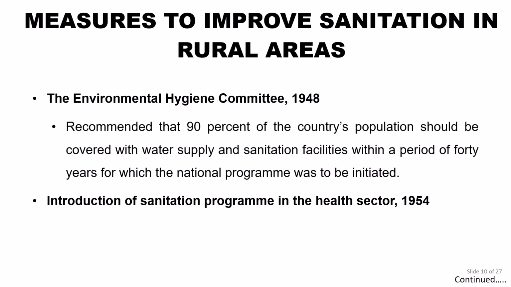Let's look at the different measures that were taken to improve sanitation in rural areas. First is the Environmental Hygiene Committee, formulated in 1948, which recommended that 90% of the country's population should be covered with water supply and sanitation facilities within a period of 40 years, for which the national program was to be initiated. Second is the introduction of the Sanitation Program in the Health Sector, 1954.